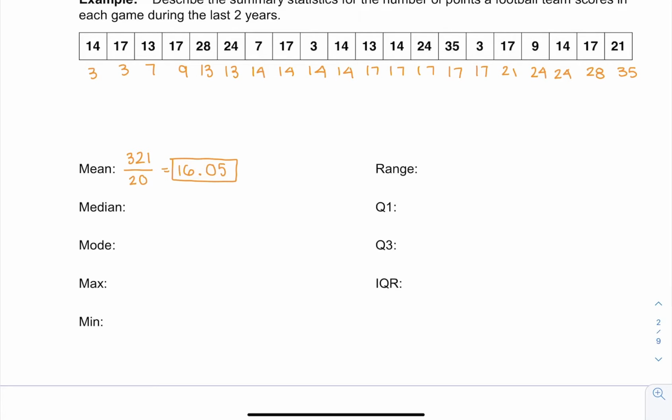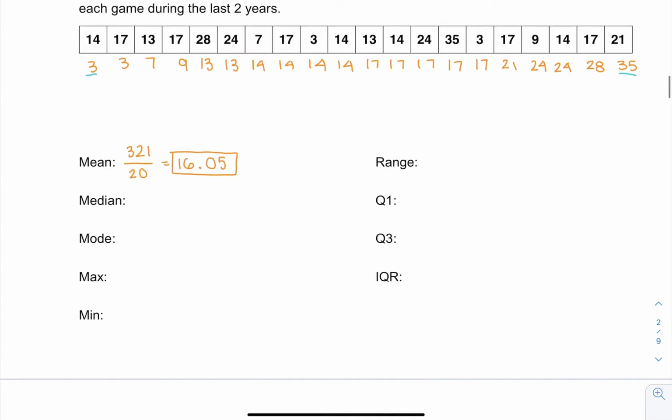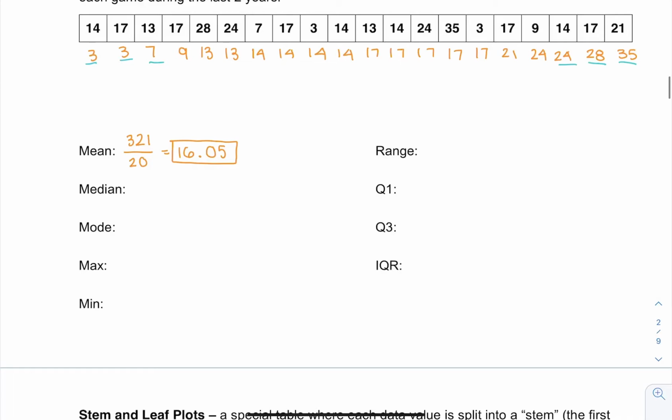Next up is my median. So for my median, what I'm going to do is start at the bottom, cross off one at the top. Next, one at the top. Next, one at the top. Next, one at the top. And I keep going.